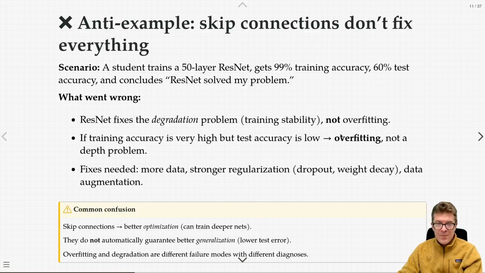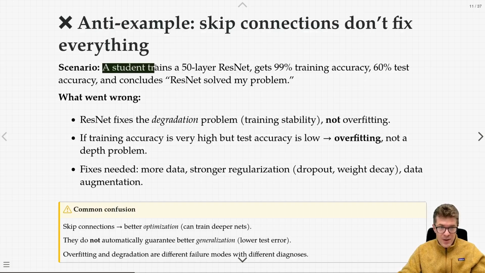Anti-example. So whenever we introduce a new idea in machine learning, people I think often are tempted to be like, well, this is the silver bullet that will be the final nail in the coffin of problems that we have to deal with. All you have to do now is apply residual connections and everything will be solved for us. And that's obviously not going to be the case.